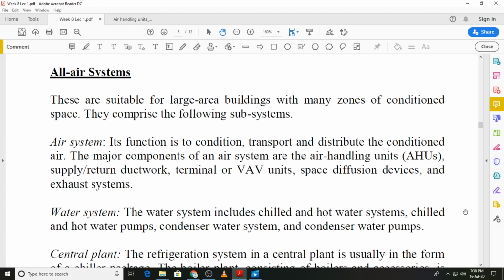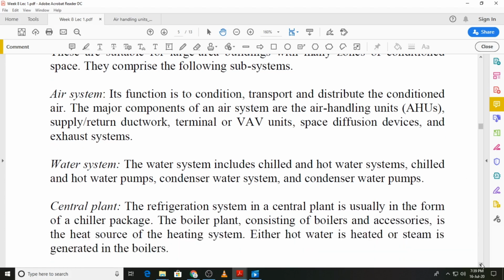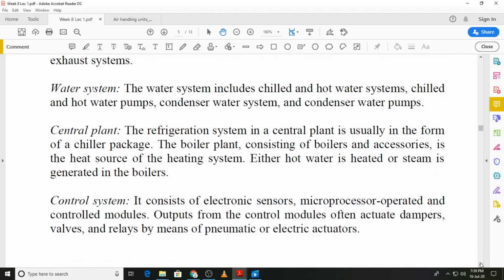As I said earlier, we have a central plant which is separately located, maybe in the basement of a building, or it could be even a separate facility away from the building as well. And that is done to ensure that the noise of the equipment in the plant is not transmitted into the conditioned spaces. We have access for the personnel working in the plant for maintenance purposes, etc. And the central plant will house the refrigeration plant, which is also known as a chiller package.